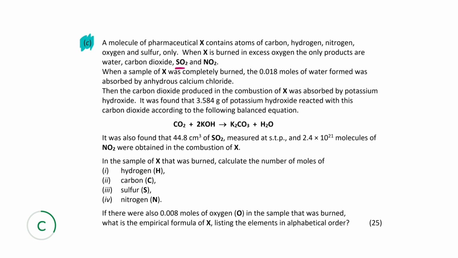Now, you might be inclined to see up here where SO2 is mentioned, but in reality, that's not very useful to us because we're not told any information about the quantities, moles, or volumes associated with it. However, if we look at this last section here, we're told a lot of information about sulfur dioxide. We're told that it was found that 44.8 centimeters cubed of sulfur dioxide, so there's the sulfur that we're interested in, measured at STP, and 2.4 by 10 to 21 molecules of NO2 were obtained in the combustion of X. So that's information that we can use to find the number of moles, the most important number being this 44.8 centimeters cubed.